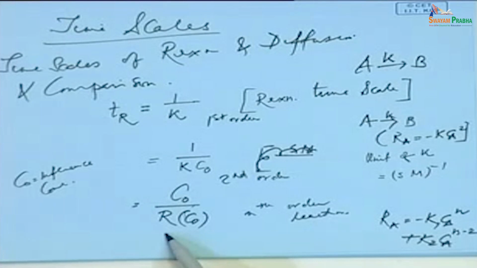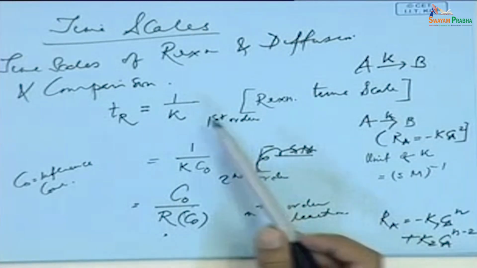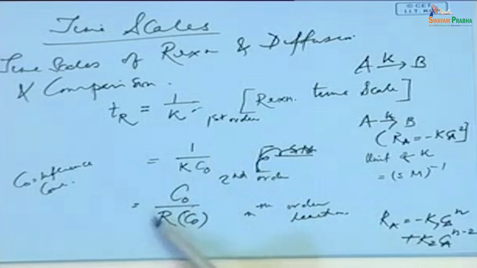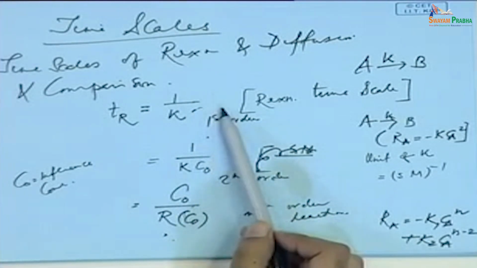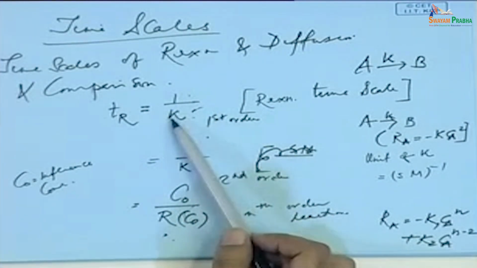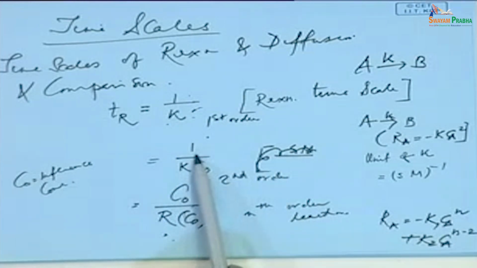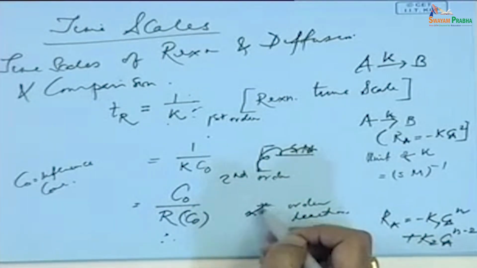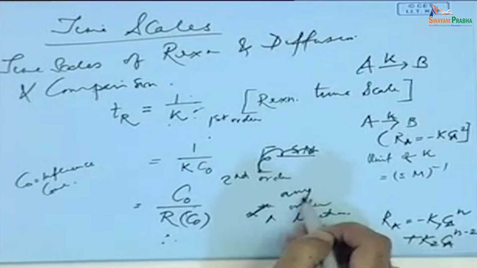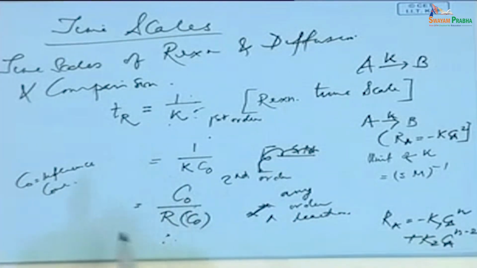Is it clear? So, it is C naught over R of C naught. Match that with this. In first order, R of C naught is k C naught, and C naught in the numerator gets cancelled, so you have 1 over k. Second order, you had C naught over k C naught square, so one C naught gets cancelled, you have 1 over k C naught. And in any order, this is not even nth order, any order, you can have C naught over R of C naught. Is it clear? This is an important thing to remember. So, any reaction I give you, what does R of C naught mean?